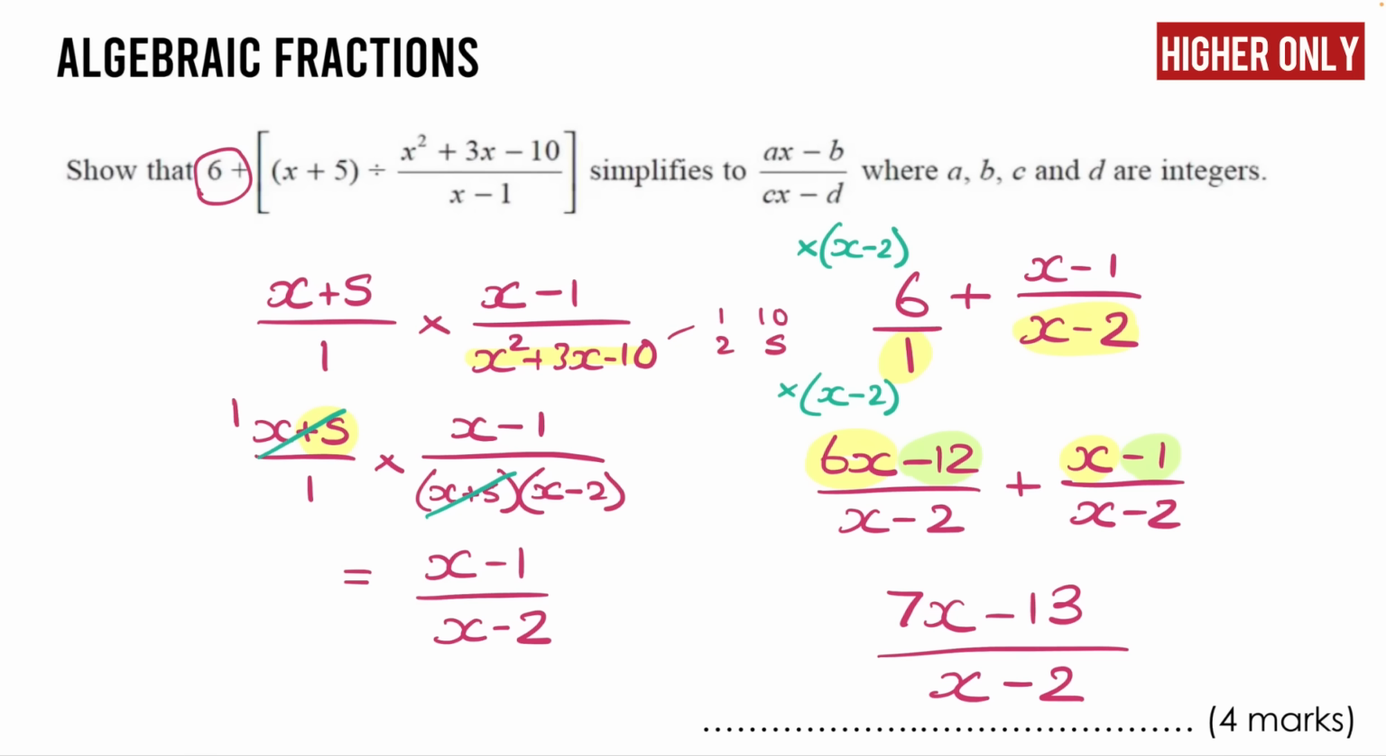Be really, really careful, just in case there is a subtraction, because we would be subtracting both pieces on the numerator, which can change symbols. But there we go, there is quite a complex algebraic fraction, and we got to a final answer of 7x minus 13 over x minus 2.